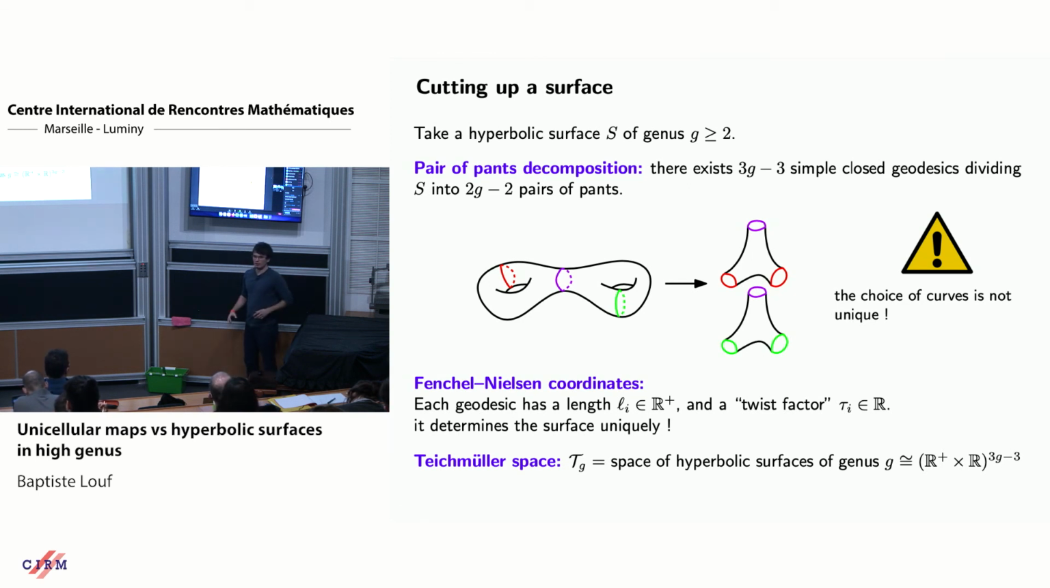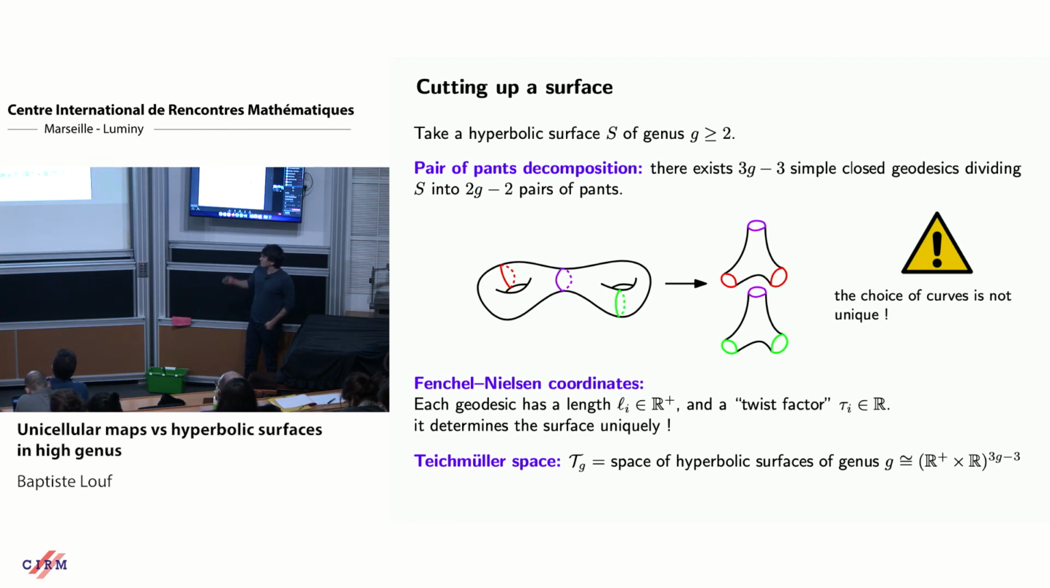And so now we can try to go backwards in some sense. If I give you these pairs of pants, I'm going to try to glue them back together. First I need to tell you the length of the boundaries that I glue together. But I also need to tell you how I glue them together, because I can take two boundaries and glue them like this, or glue them like this. So there's, in some sense, a twist factor. That's just a real number called tau i. And the thing is, it determines the surface uniquely. So if I prescribe all these coordinates, called the Fenchel-Nielsen coordinates, it describes the surface uniquely.